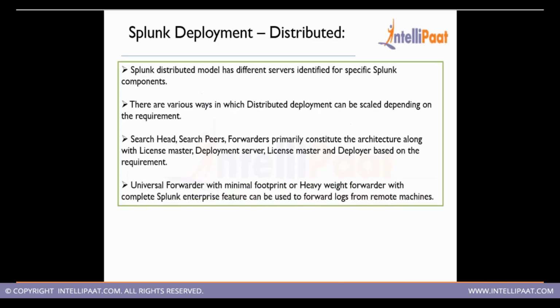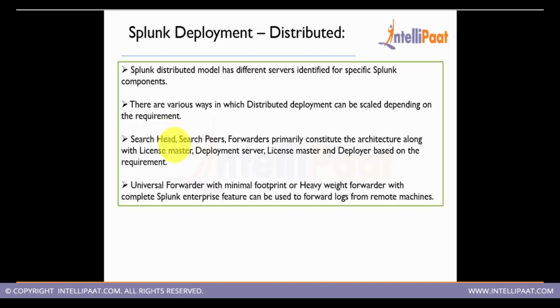So this was the distributed model. The Splunk distributed model has different servers identified for specific Splunk components. So we have dedicated indexers, search head, and master server, and all those things which we have in the same server now. So there are various ways in which we can scale it. The primary constituents are the search head, from where search happens, and the search peer, which is basically the indexer. The forwarders forward logs to the indexer, and obviously you have the license master, deployment server, and a deployer. So all these components come into the picture.